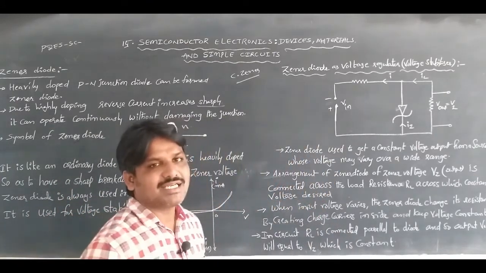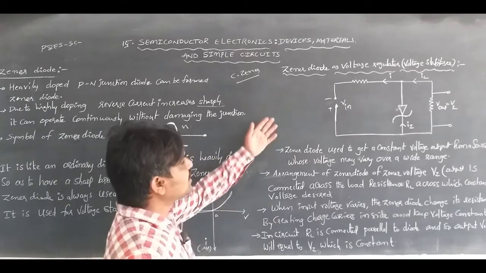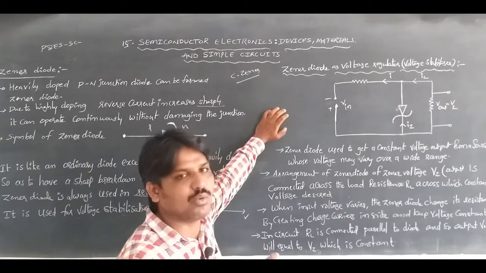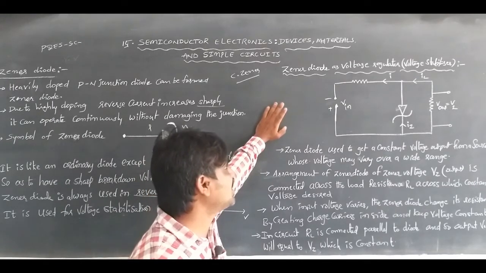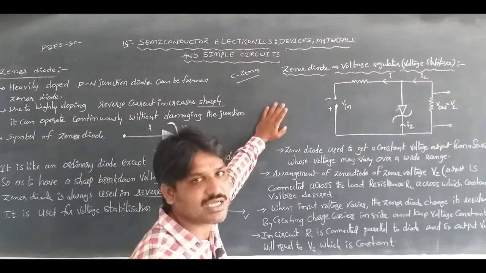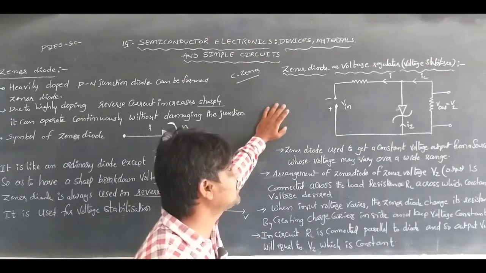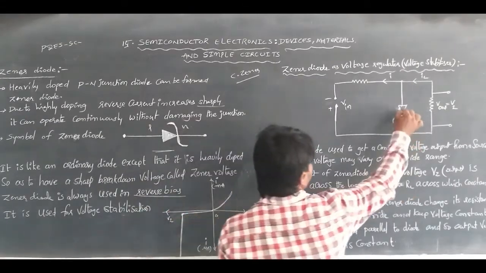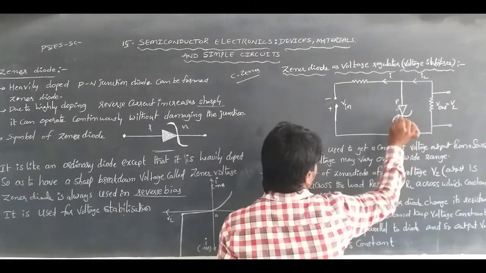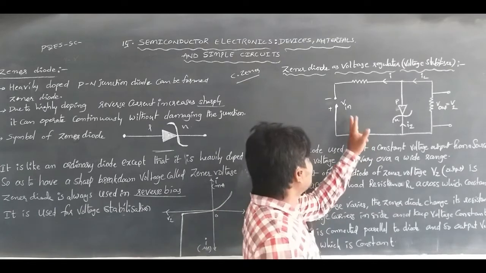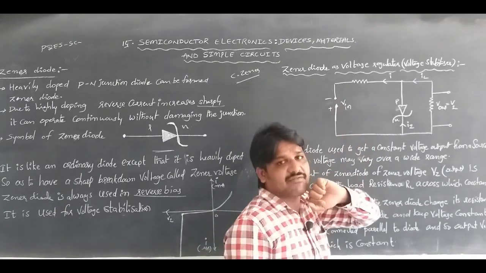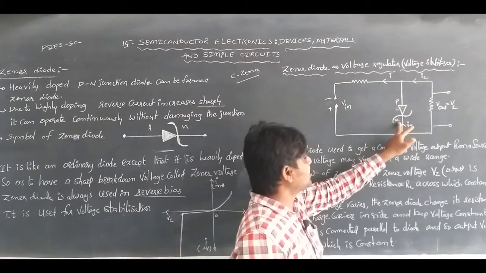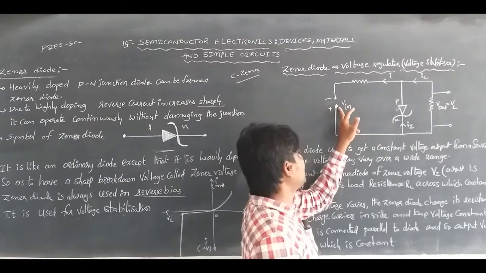So here the Zener diode can be used as a voltage regulator to stabilize the voltage, to keep the voltage constant. The Zener diode is a voltage regulator or voltage stabilizer. This is the circuit of a voltage stabilizer. Here this is the Zener diode, this is the P side, this is the N side. It is connected in reverse bias, so the P type material is connected to the negative terminal, and the N side of the diode is connected to the plus terminal.